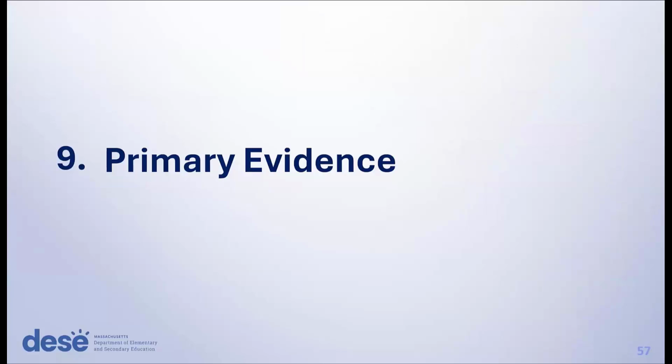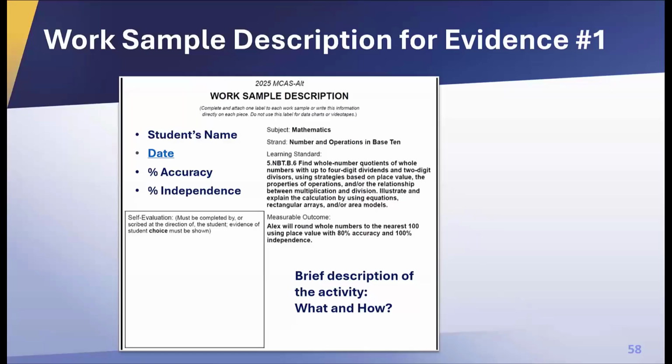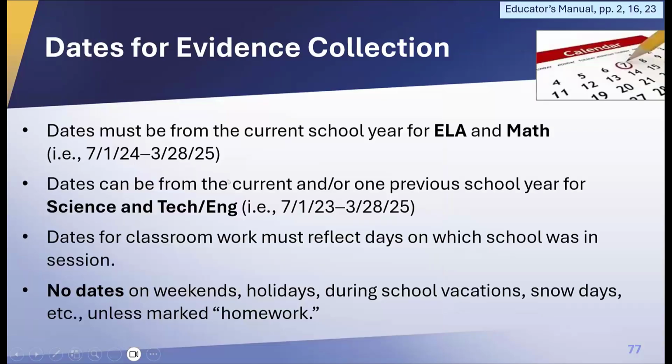So let's talk about the primary evidence now. So we've done the data chart. We've looked at the brief descriptions that are on there. So now we're going to talk about the work sample description. So there's a label, and Kevin will show this at the end. It's in the Forms and Graphs program, and it's going to have a place for you to put the student's name, the date, which I think Kevin will click for me. Thank you.